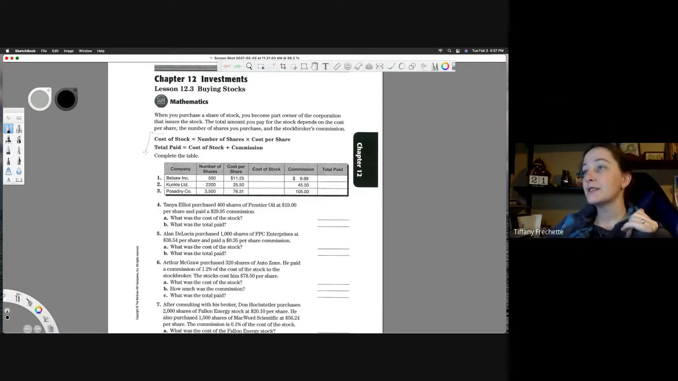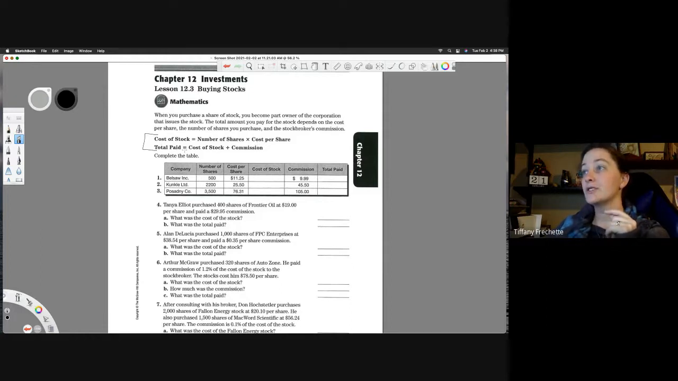So here are the formulas they give us. I want to change that because I like the chisel marker a little bit bigger. The cost of the stocks equals the number of shares you're buying times the cost per share. That's pretty straightforward: however many you're buying, times the cost. A lot like buying something from the store. If I buy a pencil for $1, it's $1. If I buy 2 pencils for $1 each, it's $2. Same thing with shares. We're just buying pieces of a company instead of simple little items like a pencil.